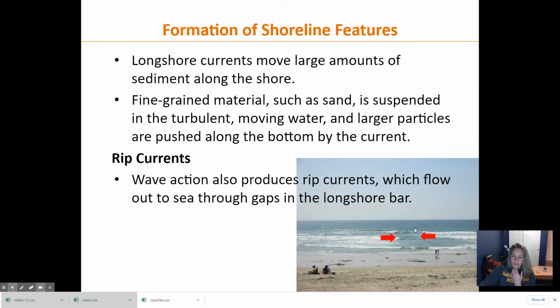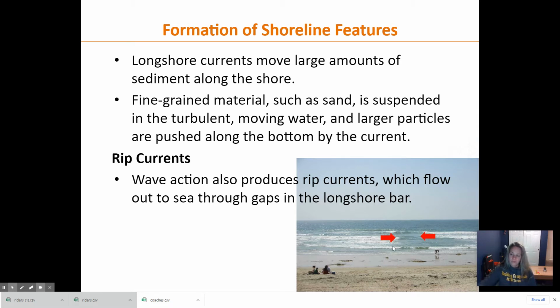Because if you get caught in this current, you freak out, right? You're outside of the breakers and you want to get back to shore. So you're swimming towards the shore. Your natural instinct is to swim and go to shore. Well, what's happening is you're swimming against this really strong current and you're going to get tired. And when you get tired, you drown.